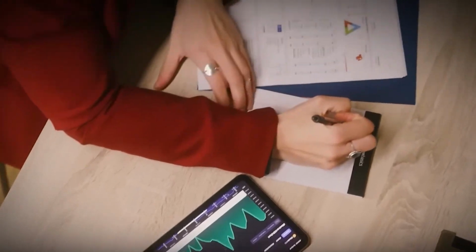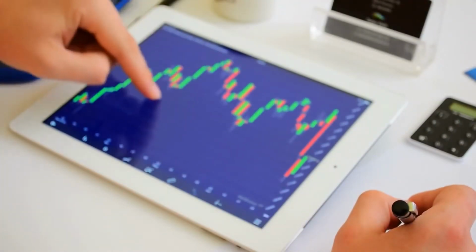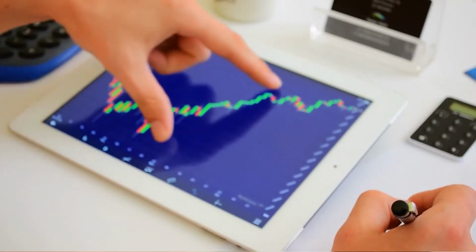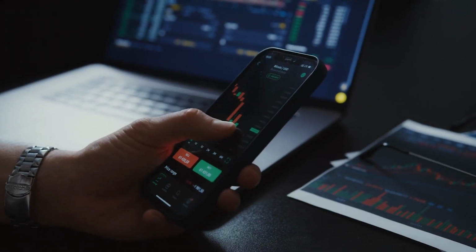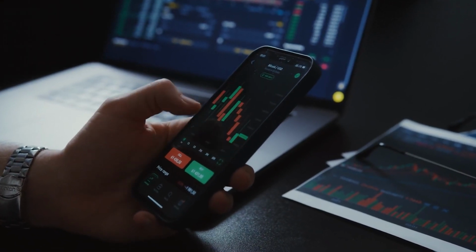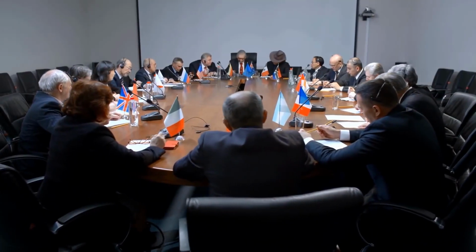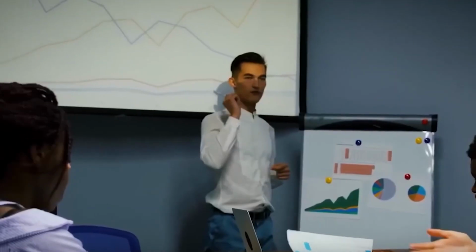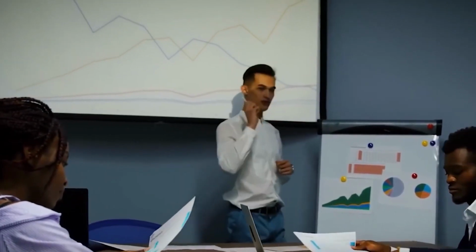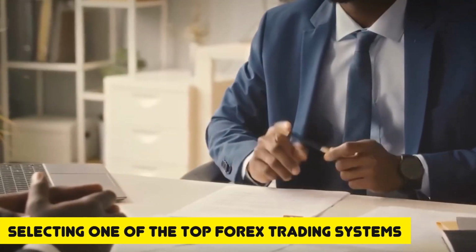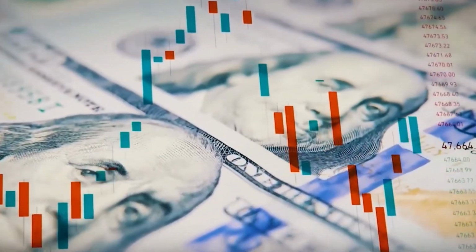This is sometimes referred to as the candlestick's body. When watching real-time Forex charts, many traders find candlestick charts to be the most aesthetically pleasing. They are also incredibly well-liked since they provide traders all across the world access to a wide range of price action patterns. Selecting one of the top Forex trading systems for beginners is the next step in our guide to Forex trading for beginners, now that you know how to get started.